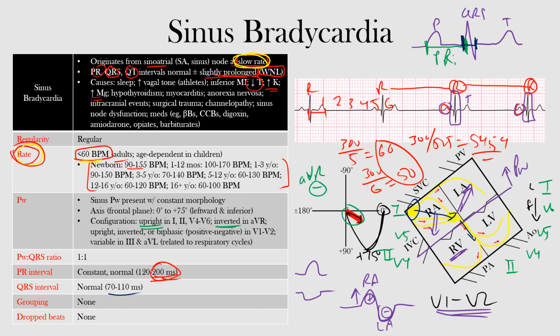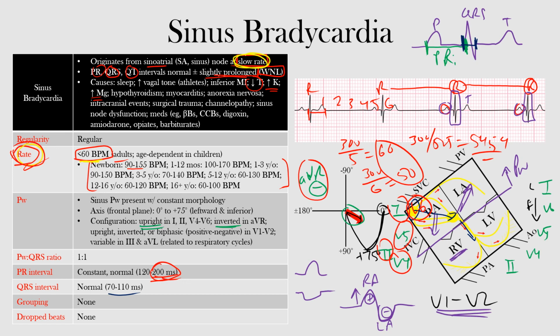Now regularity: regular rhythm. Our intervals are the same, they're constant throughout, so no problem there. We talked about the rate, which should be less than 60 beats per minute, and then it varies based on the age, but again, we'll focus on our adults. The P waves will be the same as the normal sinus P waves. So they'll be upright in those left lateral leads, 1, 2, 4, 5, and then V6. You'll see inverted P waves in lead aVR, and then V1 and V2 could be upright, inverted, or biphasic.